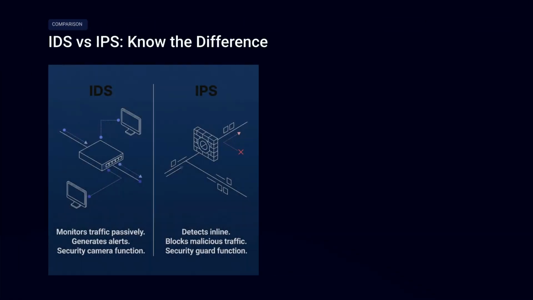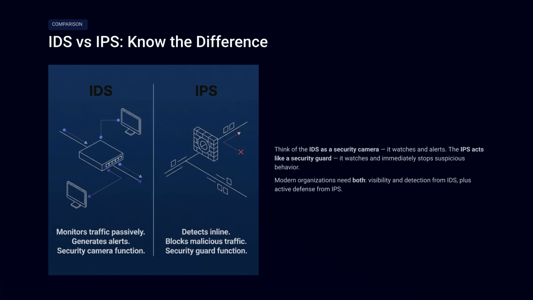To understand the difference, think of IDS as a security camera that watches and alerts. The IPS acts like a security guard that watches and immediately stops suspicious behavior. Modern organizations require both visibility and detection from IDS, plus active defense from IPS.